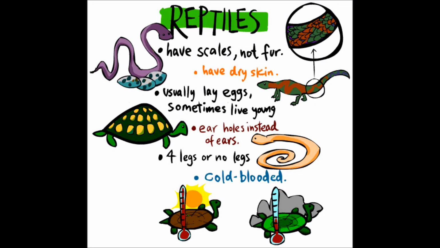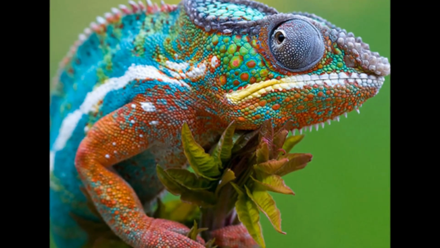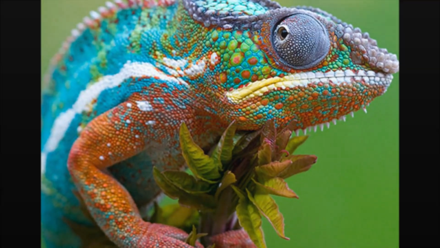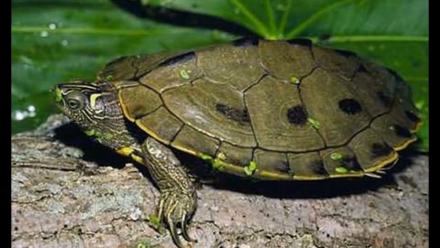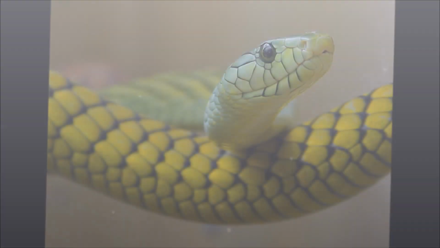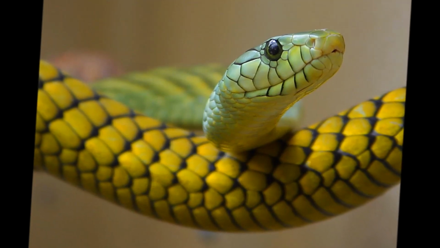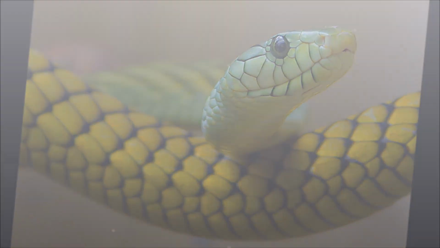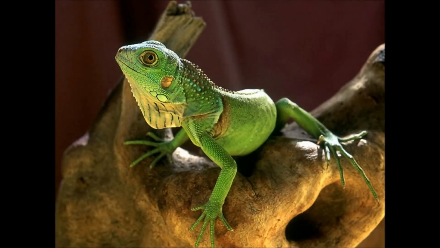Reptiles have scales instead of fur and have very dry skin. They usually lay eggs, but occasionally give birth to live young. Instead of ears, reptiles have ear holes. Reptiles such as the turtle have 4 legs, but others like the snake don't have any. Reptiles are cold-blooded animals. They live on land, so they use lungs to breathe.